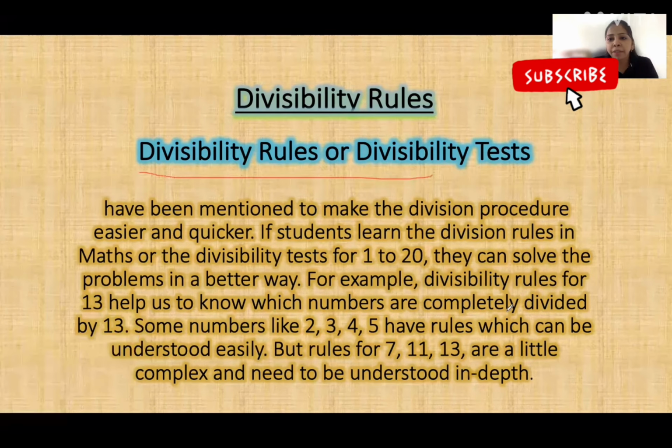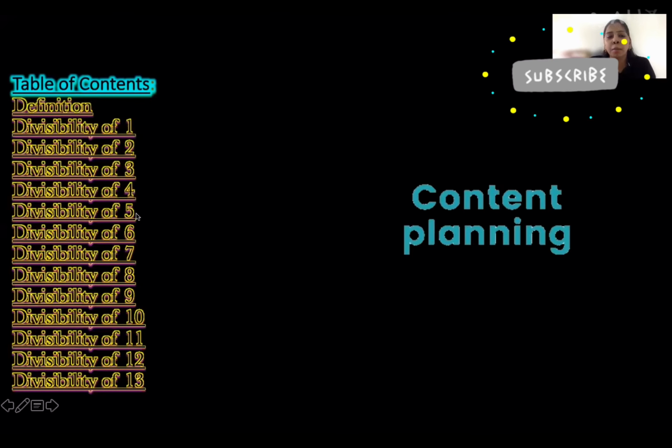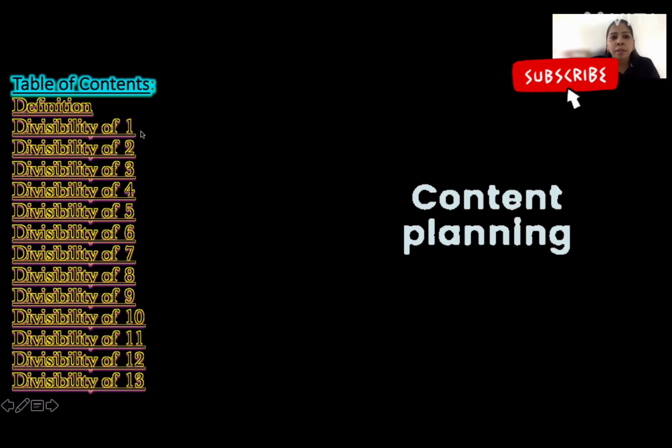For example, divisibility rules for 13 help us to know which numbers are completely divided by 13. Some numbers like 2, 3, 4, 5 have rules which can be understood easily, but rules for 7, 11 and 13 are a little complex and need to be understood in depth. Next, what we learn about in this video: first is divisibility of 1, 2, 3, 4, 5, 6 up to 13.